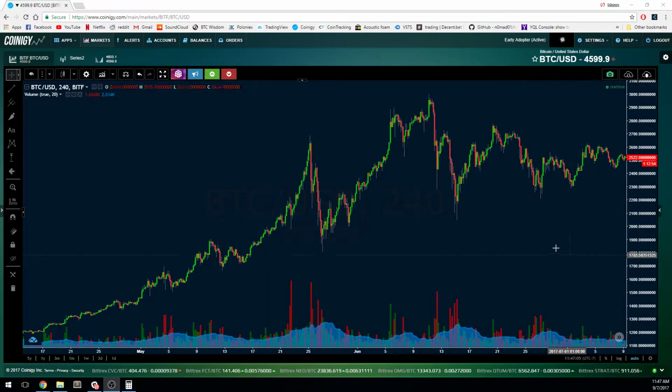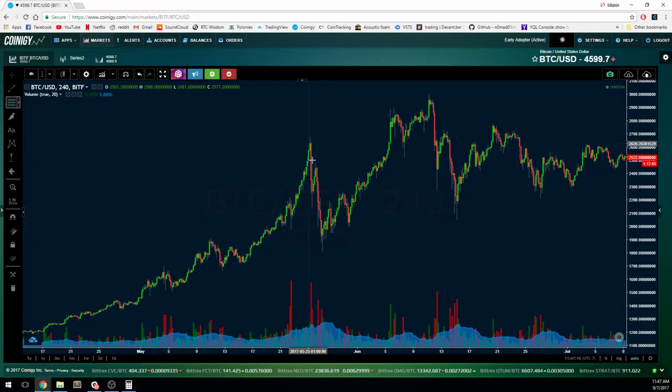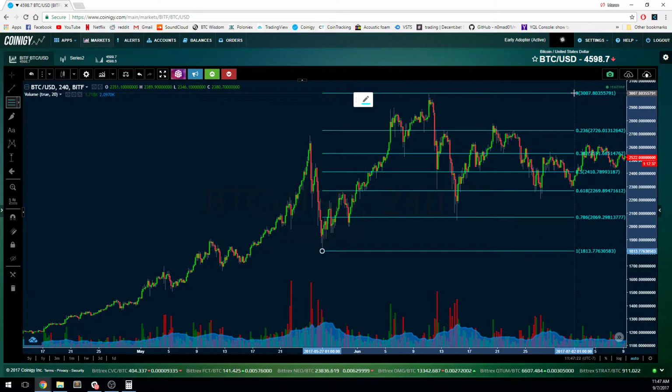Hey guys, so today I'm going to talk about Fibonacci extensions and Fibonacci retracements. Retracements are the lines that you see most often in charts that show the different levels of a given move. Now, there are a few things to know about them.